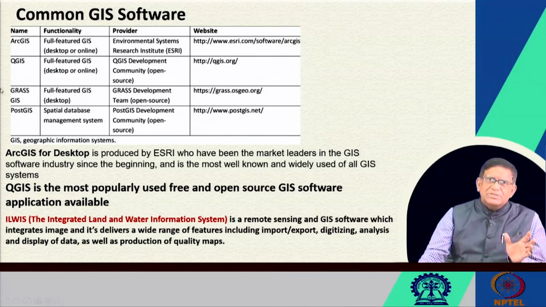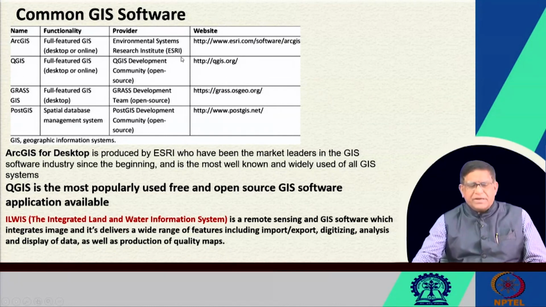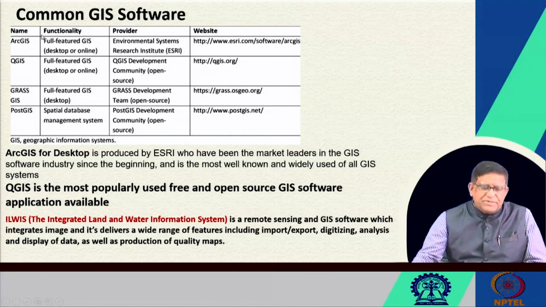So, some of the common GIS software, you may note down the names: ArcGIS, QGIS, GrassGIS and PostGIS. They have different functionality. ArcGIS has the full featured set of things. It is provided by the Environmental System Research Institute, ESRI, that is exactly the developer. ESRI, the Environmental System Research Institute of America, has developed this particular software, which is very useful.